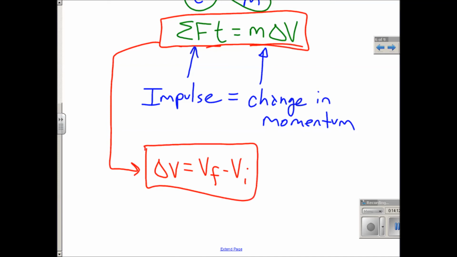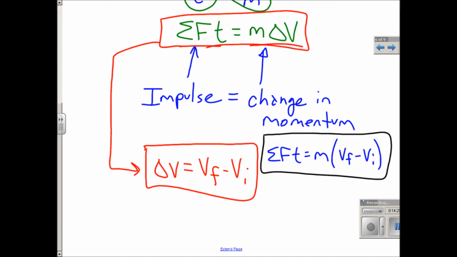Okay. In fact, sometimes I see people do a substitution and they'll rewrite that equation up at the top like this. Net force times time equals mass times VF minus VI. Okay. In fact, why don't we do that? Let's just use that. Okay. All right, so what I'm going to do now is I'm going to go back and solve that last problem again, but using our new equation, all right?